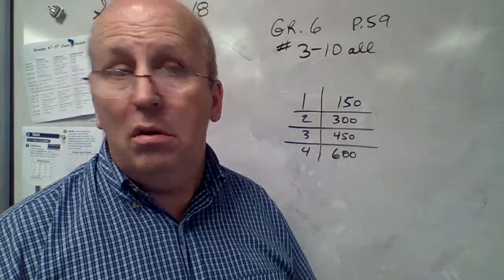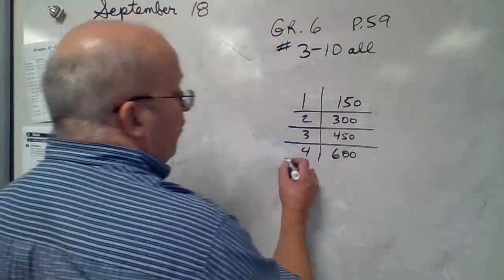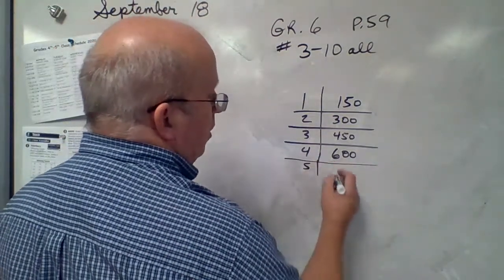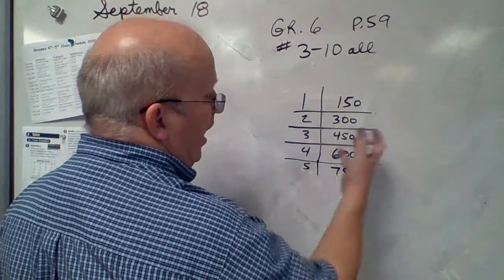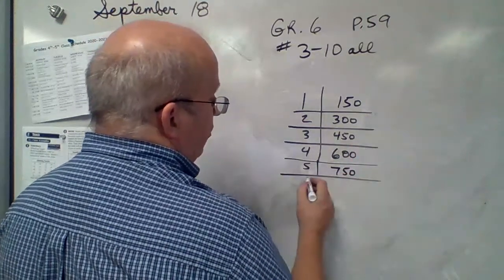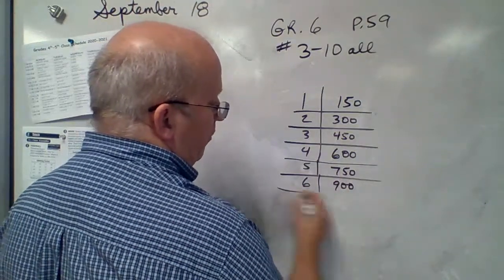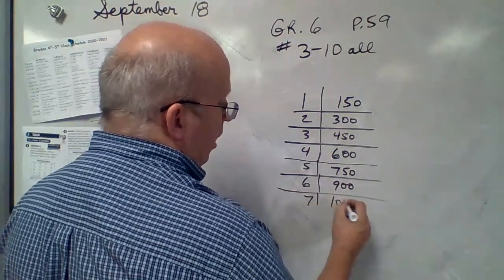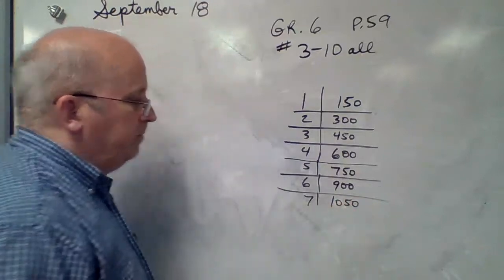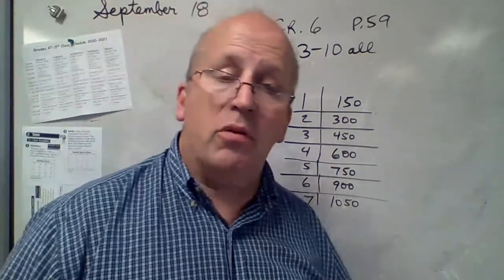Yeah, I could. How much would 5 people be? That would be 750. I'm just adding 150 each time. 6 people would be 900, right? Adding another 150. 7 people would be 1,050. We're getting there, but we've got some work to do.